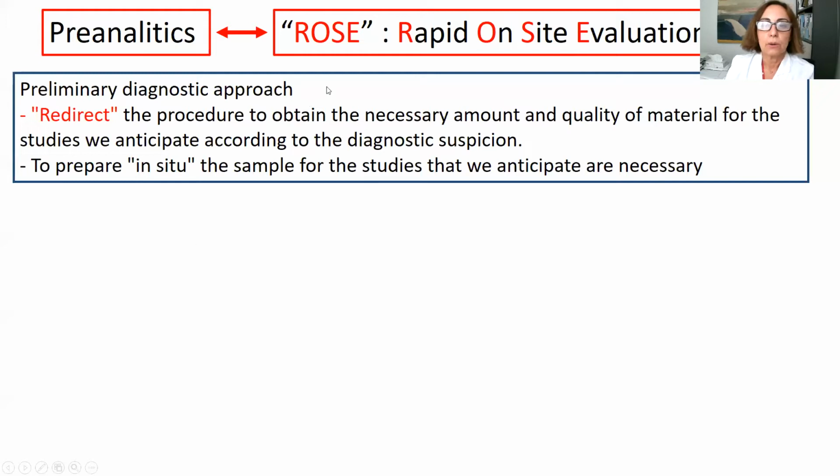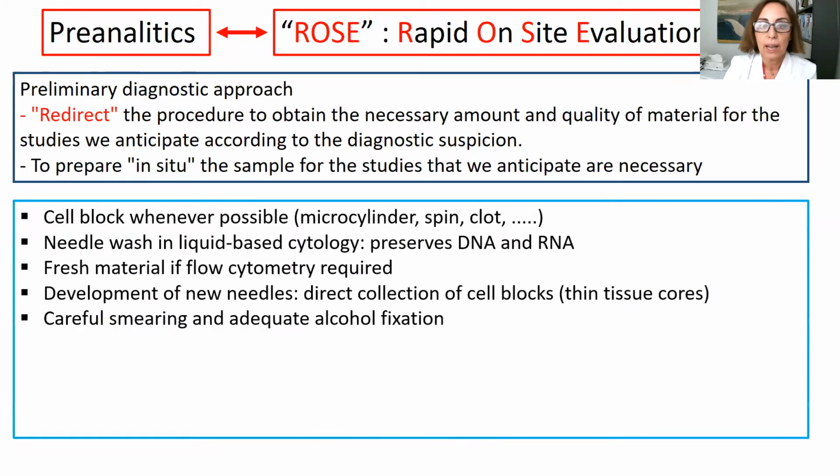So, what are the advantages of ROSE? We can make in situ a preliminary diagnostic approach, but we can redirect the procedure. We can redirect the echoendoscopist or the bronchoscopist in the way to obtain a necessary amount and quality of material for the studies we anticipate according to the diagnostic suspicion. And importantly, we can prepare in situ the sample for the studies we anticipate are necessary. So we try to get cell block, of course, wherever it's possible.